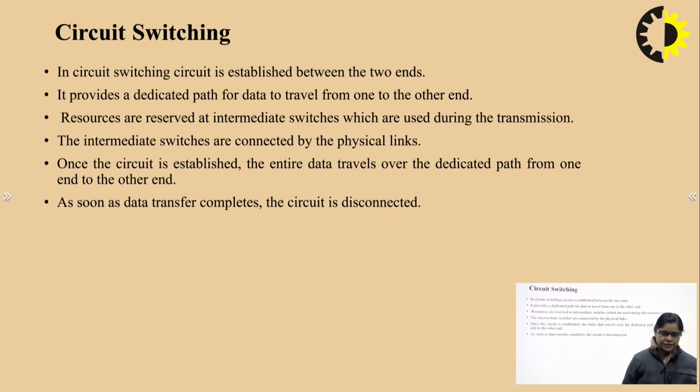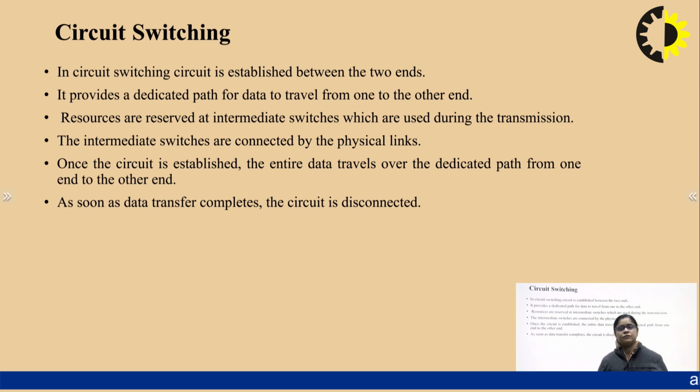Now when we are talking about circuit switching, consider an example of a telephone call. When we dial a phone number, we establish a connection, right? The connection is established, we pass our message to the destination, and when the connection is disconnected, the message is stopped. So circuit switching is what we find when we are making a phone call. In circuit switching, a circuit is established between the two ends, from source to destination, and it provides a dedicated path for travel from one end to the other end.